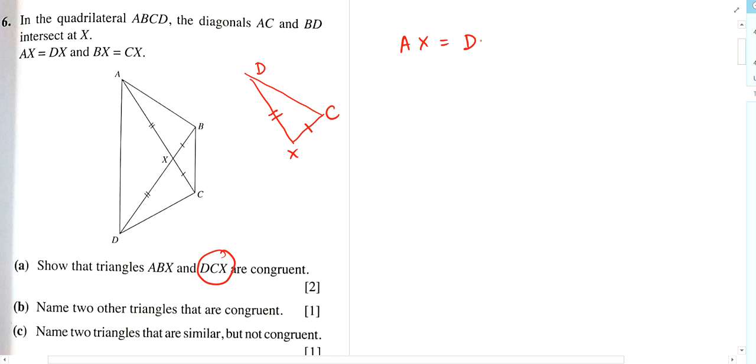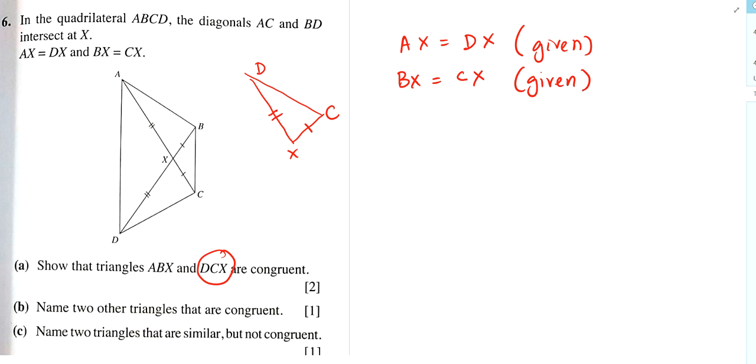AX equals DX. What is the reason? Given. What else do we have? BX equals what? CX. Also given. 2 pieces of evidence. Enough or not? Not enough, right? Look at the board. I always require 3. Now that I have 2 sides already, what do you think I should find? I can find an angle. Alternatively, I can find a side. Or any more options? No more already, right? So one of them is going to work, definitely. What do we find? Angle.